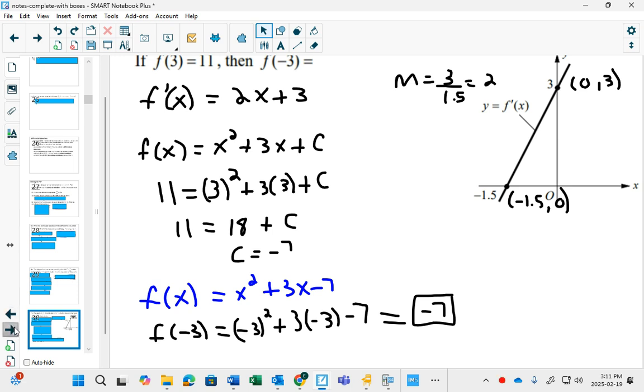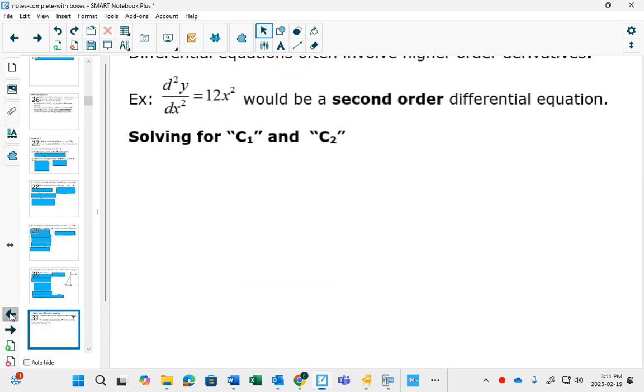And sometimes we have higher order differential equations. Was that too fast? Was everybody done? Yeah, okay.